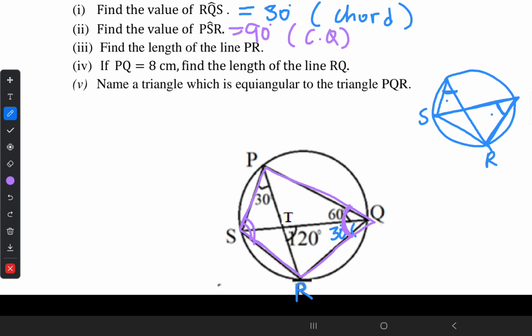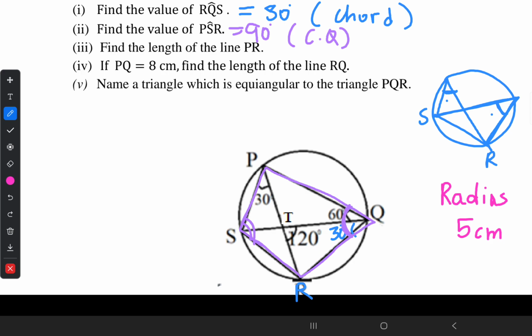Third one, find the length of line PR. There is another additional detail given: the radius of this circle is 5 centimeters.